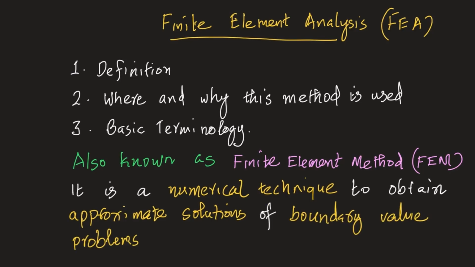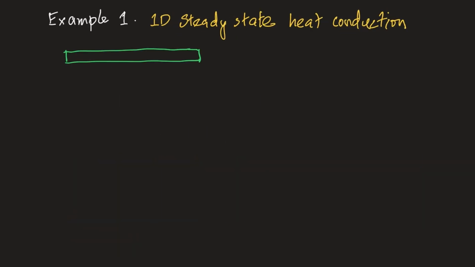Let us first see two simple examples of boundary value problems and review some of the basic terms associated with these. Let us first consider one-dimensional steady-state heat conduction problem. Consider this rod where the left end is maintained at a temperature T equal to T1 and the right end is maintained at a temperature T equal to T2. The length of the rod is L and the problem is to find the temperature T at any location in the rod.